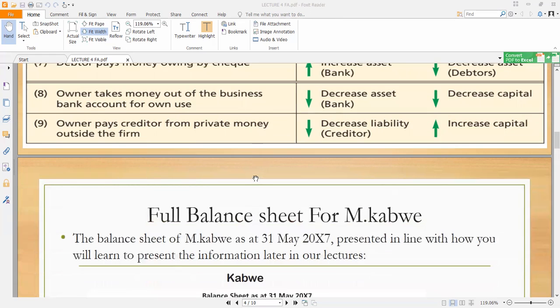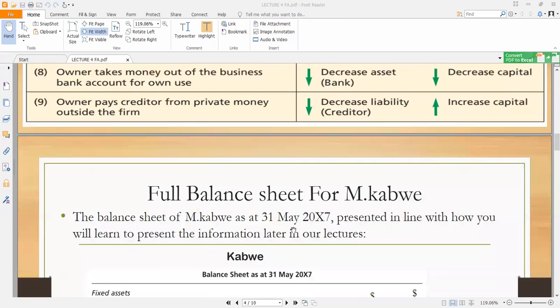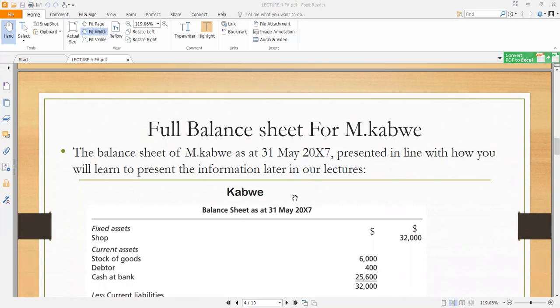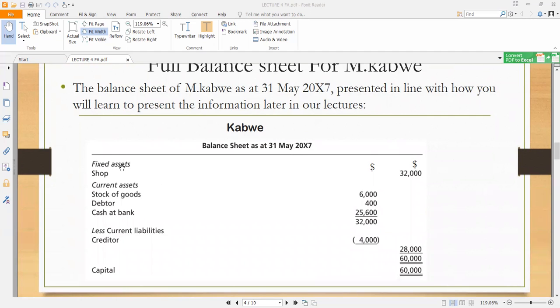Now, if that is the case, let's look at the balance sheet then. This Mkawe guy, at the end of the month, on the 31st May, is able to have a balance sheet. Now let's look at how the full balance sheet looks. We know the fixed asset, where he bought a shop. Then we've got the current assets.